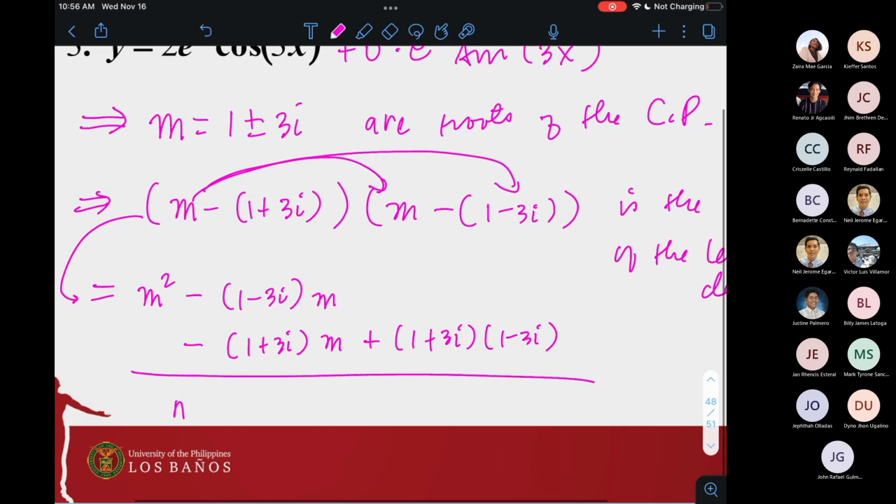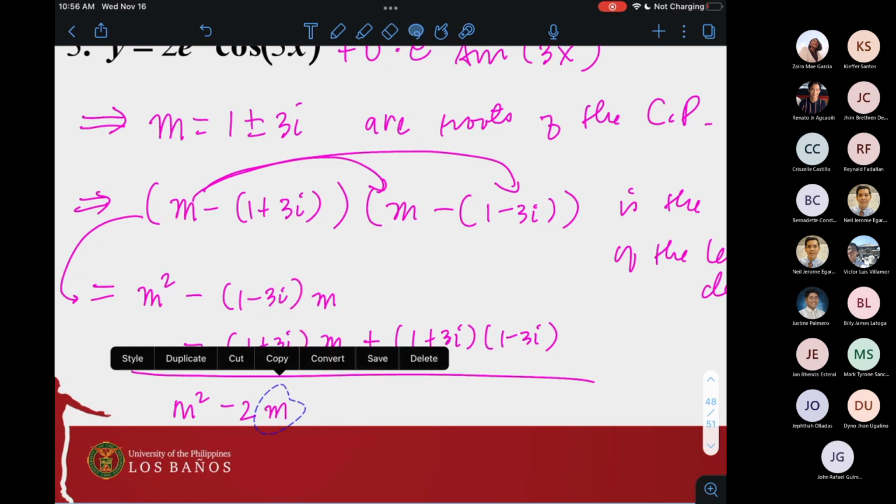So I'll have m squared. Tapos pareha silang may m. So put down the m. Tapos meron ng negative 1 minus 1. So I'll have a negative 2. Tapos positive 3i minus positive 3i. So that's gonna be 0. So mawawala yung imaginary part. So magkakaroon lang ako ng m squared minus 2m.